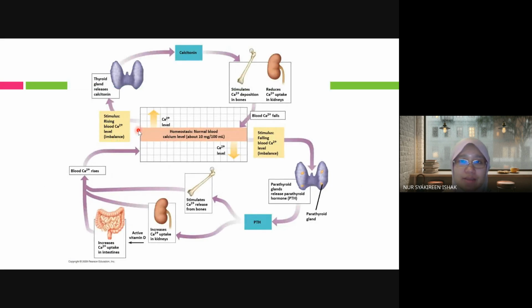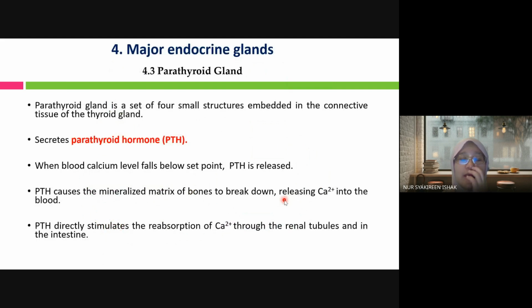If we have an example, gambar ni. So this is the thyroid gland. On the thyroid gland, there will be the parathyroid glands. Their function is to release PTH, parathyroid hormone. Parathyroid hormone dia counter ataupun dia antagonis lah dengan hormon calcitonin. PTH is also to regulate blood calcium level, but when blood calcium level falls below the set point.